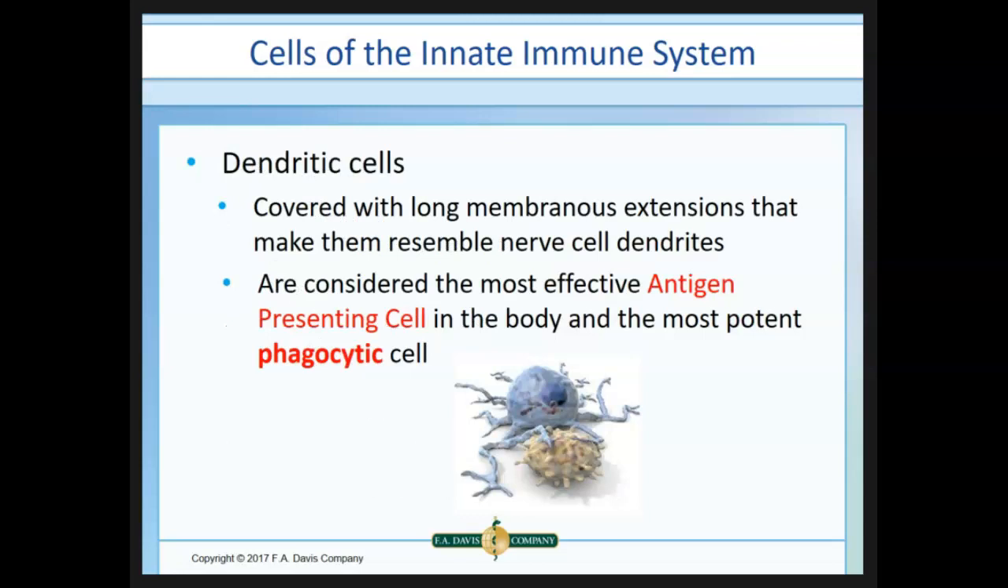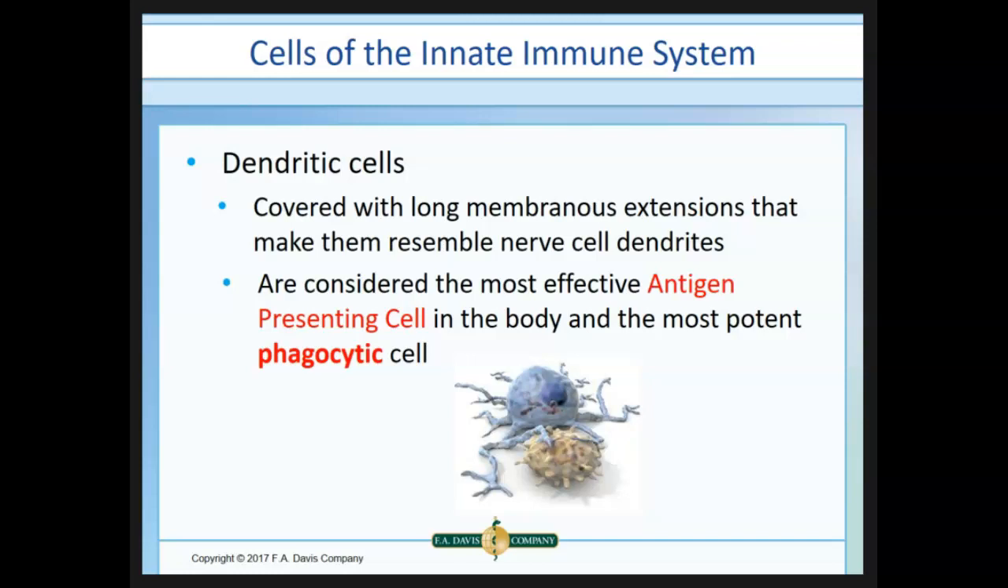Dendritic cells are a different lineage from the lymph system. They are covered with long membranous extensions that make them look like nerve cell dendrites, but they are different. These are considered the most effective antigen-presenting cell in the body and the most potent phagocytic cell. So remember this, dendritic cells are antigen-presenting and phagocytic. We're going to learn more about antigen presentation in the future. We're just not going to get very detailed on this very first lecture.